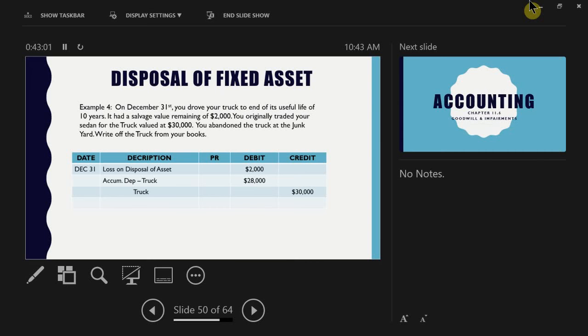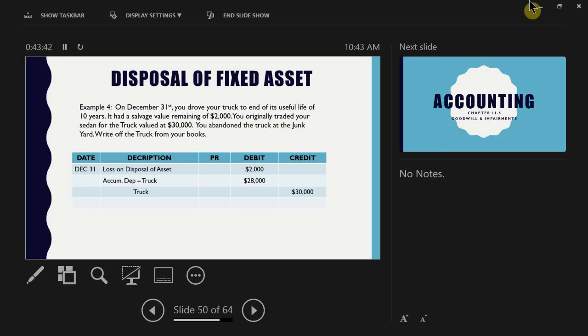So this is what you do. You simply credit your truck for whatever amount you bought it for. In this case, when I did my trade-in value, it's worth $30,000. You're going to take your accumulated depreciation, because this is what determines your book value. In this case, it's $28,000, because I said my ending or salvage value for my truck should be $2,000. So at the end of the day, when I scrap it and abandon it at a junkyard, I'm going to be taking a $2,000 loss onto my company, and that's it.